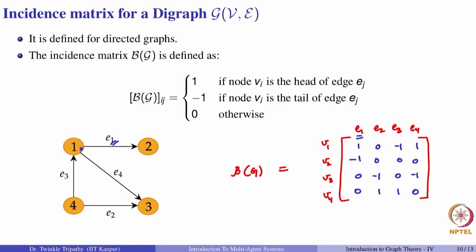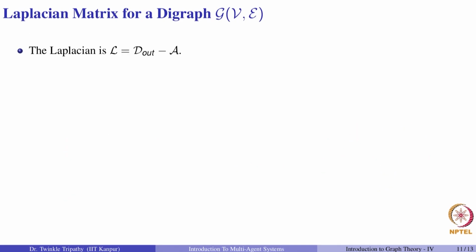Now, there is yet another kind of a matrix which is known as the Laplacian matrix. So, the Laplacian matrix for any given digraph is defined using, first of all, the adjacency matrix, and second, the D out matrix, which is the out degree matrix associated with a graph. Note that in the case of an undirected graph, since there is only one kind of a degree matrix, we write L is equal to just D minus A, which is the standard degree matrix.